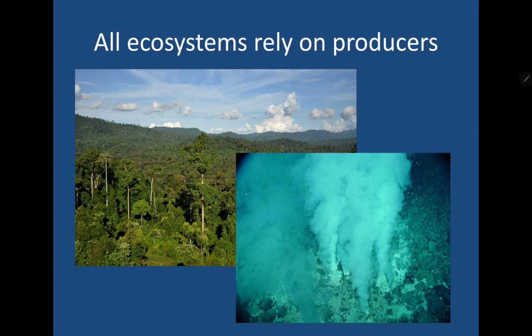So in these photos here, you have plants as primary producers in a forest, okay? And then in the deep sea vent shown here, you have chemoautotrophic bacteria as producers. Of course, you can't see them because they're microscopic, but they're just somewhere there.